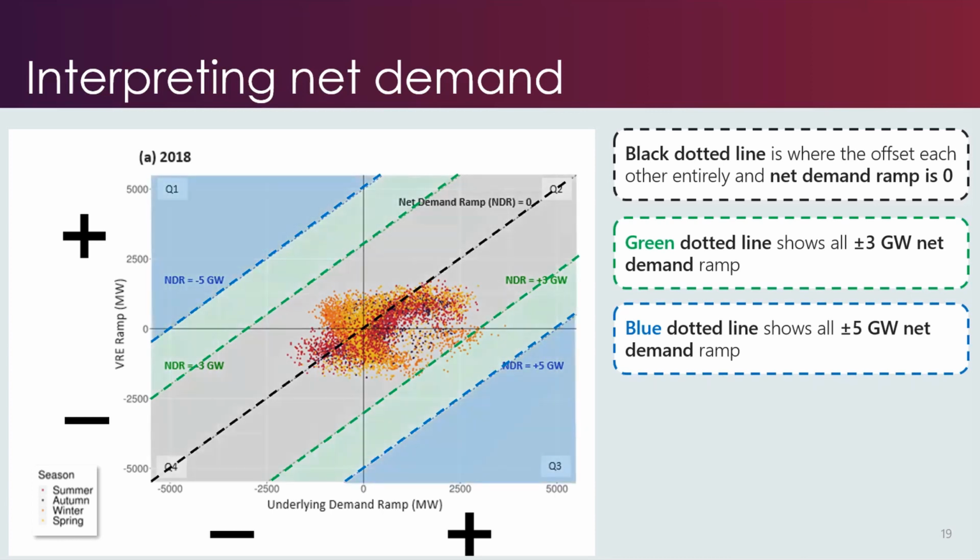So to make things even clearer, anywhere that's shaded here in the grey region is an hourly net demand ramp of between 0 and 3 gigawatts. Anything in the green shaded region is between 3 and 5 gigawatts, and anything in the blue is a greater than 5 gigawatt net demand ramp.